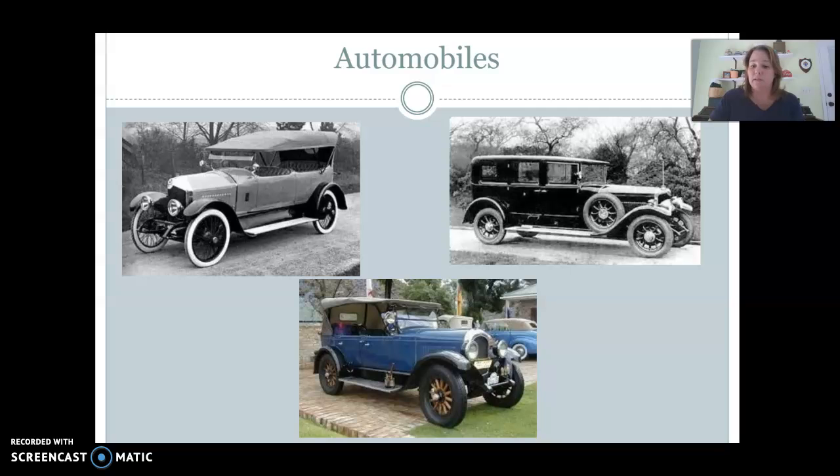So automobiles in the 1920s, Ford made the first affordable automobile with the Model T, and cars really changed the landscape. It changed the way that people were able to travel. They no longer had to live near railroads anymore. They could just get in their car and go. And cars were also, as they are today, a status symbol.